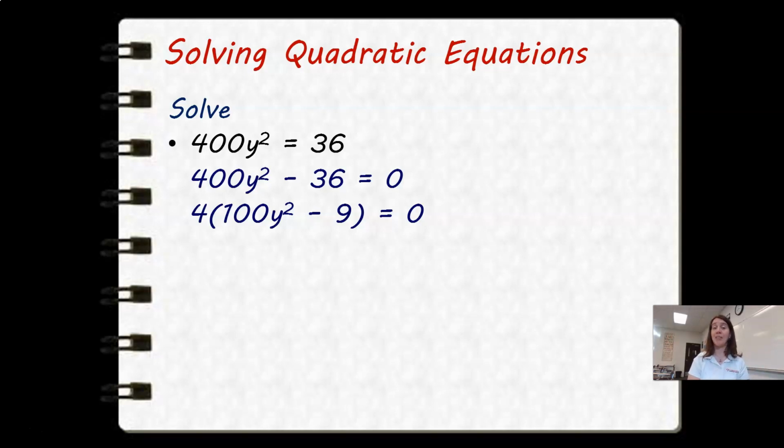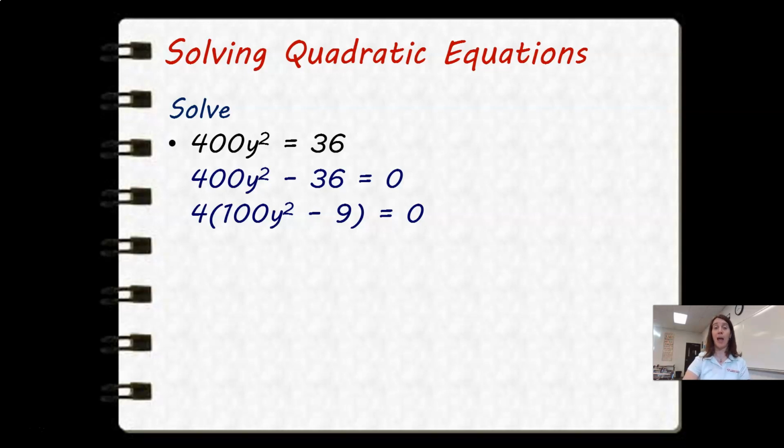Well, notice what I have inside of that parenthesis is our example of the difference of squares. What can I square to get 100y squared? That would be 10y. What can I square to get a 9? It is the number 3. It is the difference of squares because I have the minus sign in the middle.